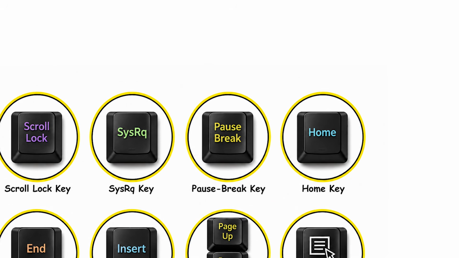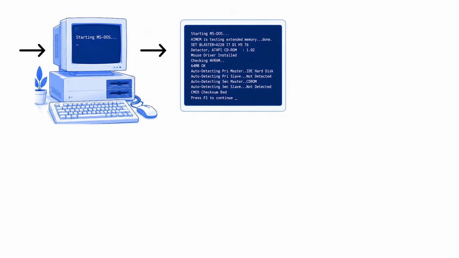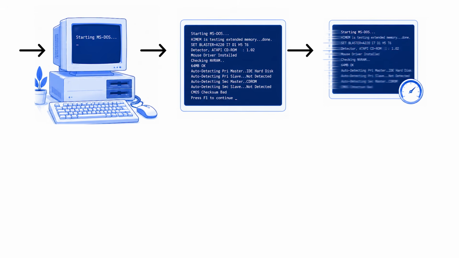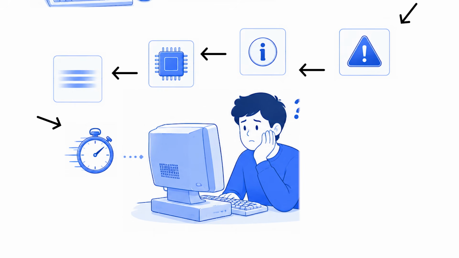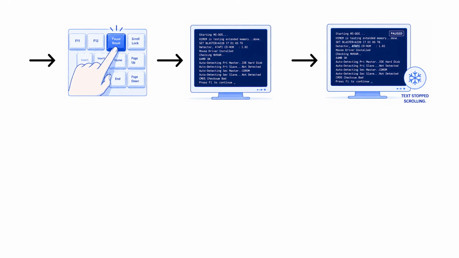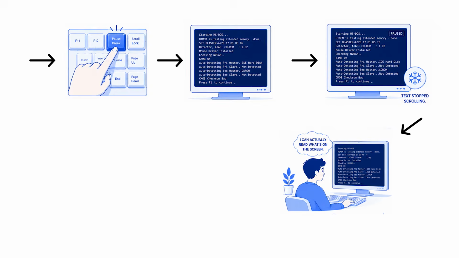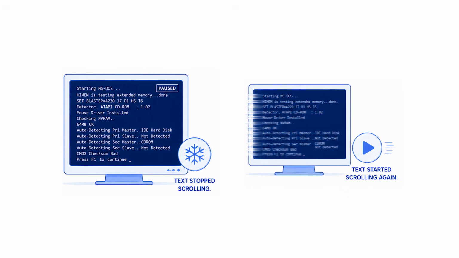Pause break key. Back in the days of DOS and early computers, when you booted up your machine, text would fly down the screen so fast you couldn't read it. Error messages, system info, hardware detection, all scrolling past in a blur. You'd miss everything. Enter pause. Press the pause key and suddenly everything froze. The text stopped scrolling. You could actually read what was on the screen. Press it again and it continued. Simple, brilliant. Essential for anyone who wanted to know what their computer was doing.